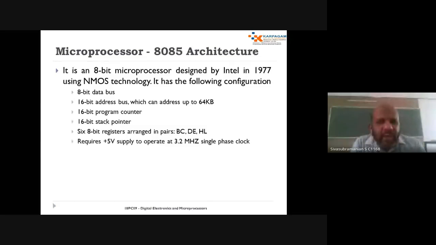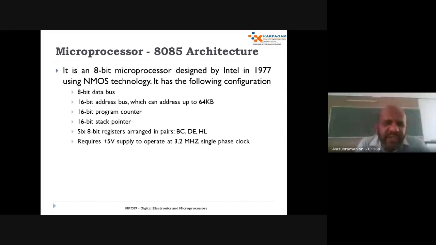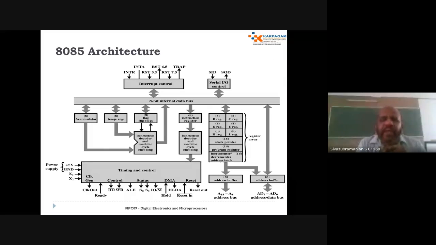Coming into the main core of our curriculum, which is 8085 and 8086, right? So here in 8085, the following is the configuration. 8-bit is the data bus, 16-bit is the address bus, and the program counter and stack pointer are again 16-bit. We'll come to know what the program counter and stack pointer are when we get into the architecture. And there are registers B, C, D, E, H, L, 8-bit registers separately. And the 8085 IC uses only a plus 5 volt supply for its power, and it operates at a 3.2 gigahertz single phase clock. Okay. And this is your architecture diagram, right?